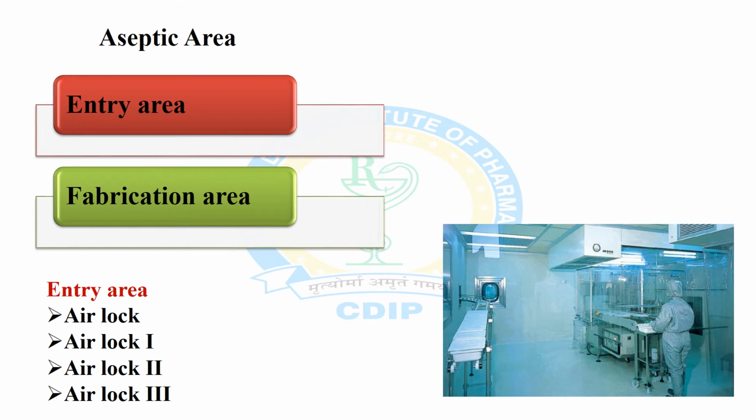Now the second one is the fabrication area or fabrication section. It is where mixing of ingredients, mixing tanks, filtration of bulk, filling of bulk into containers and finally sealing of closures and caps are carried out under strictly aseptic conditions. So this whole process is done in this section, which is the fabrication section.